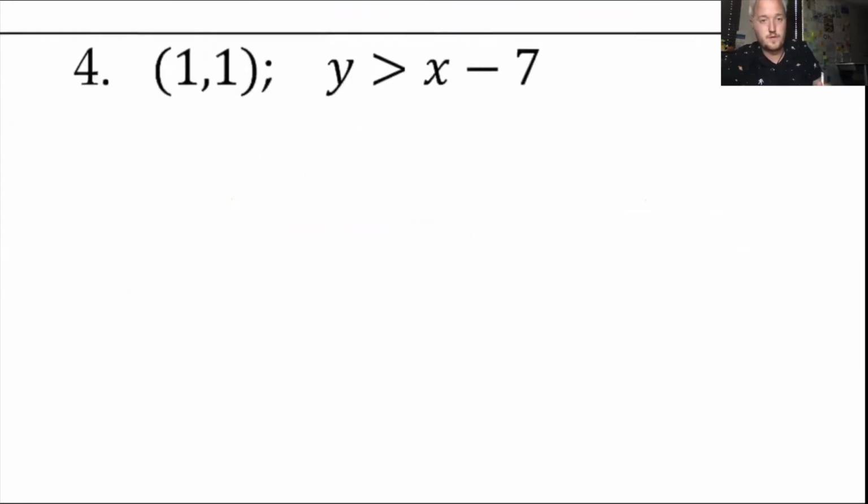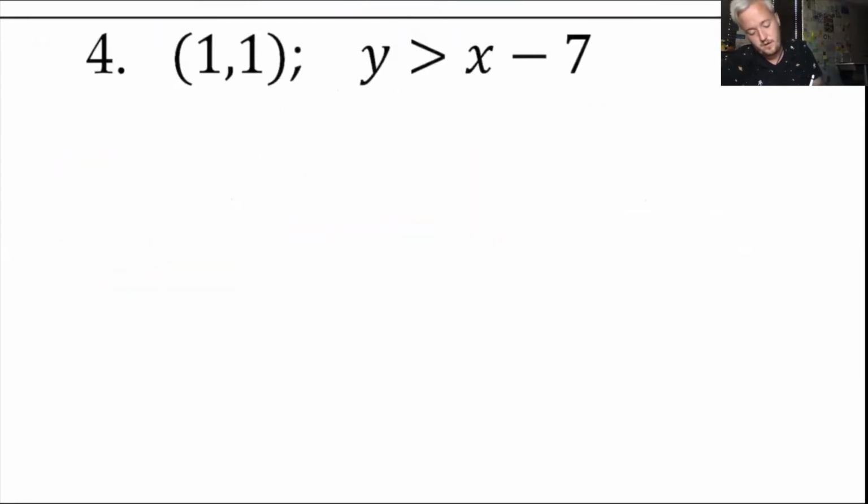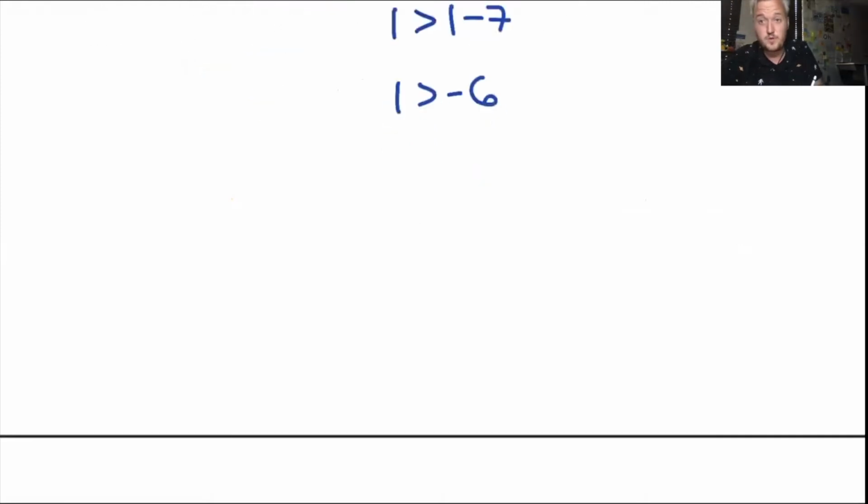All right, so over here, I have my x comma y. So I have 1 greater than 1 minus 7. So 1 minus 7 gives you -6, and 1 is bigger than -6, which means this is going to be true. Which means this is a solution.